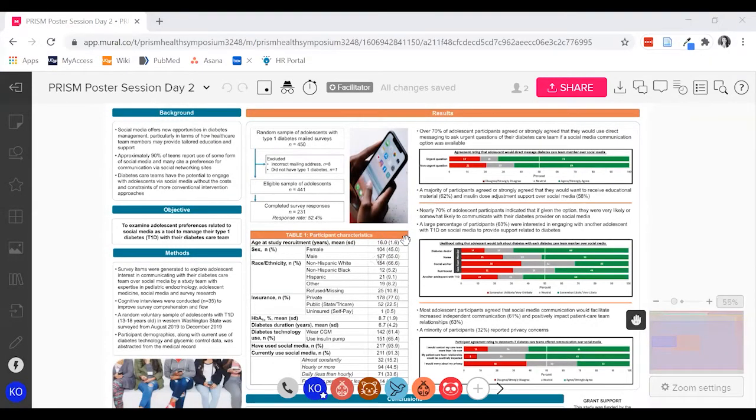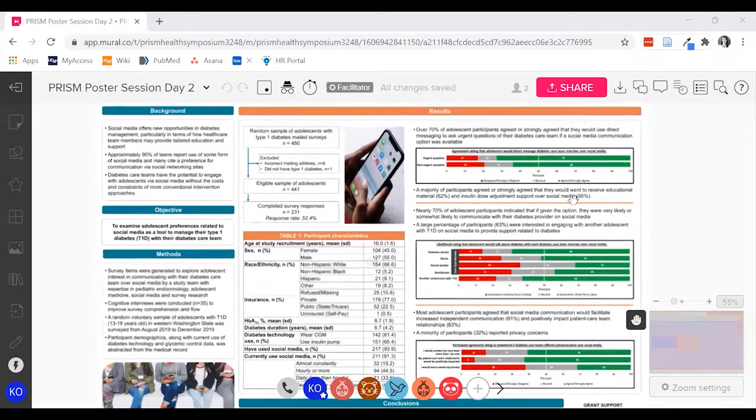So nearly 70% of adolescents of those who responded indicated that if given the option, they were very likely or somewhat likely to communicate with their diabetes provider on social media.